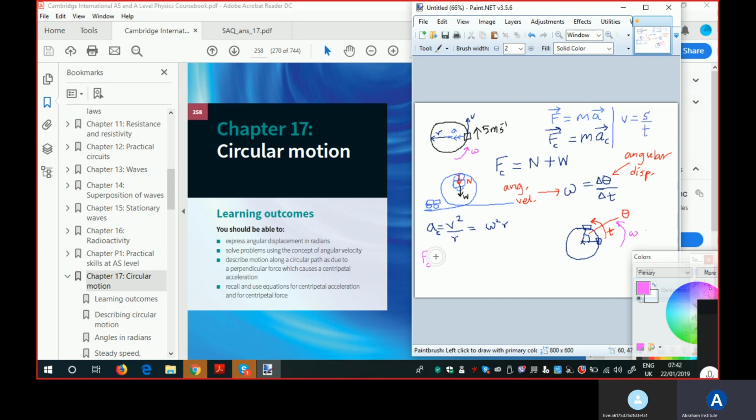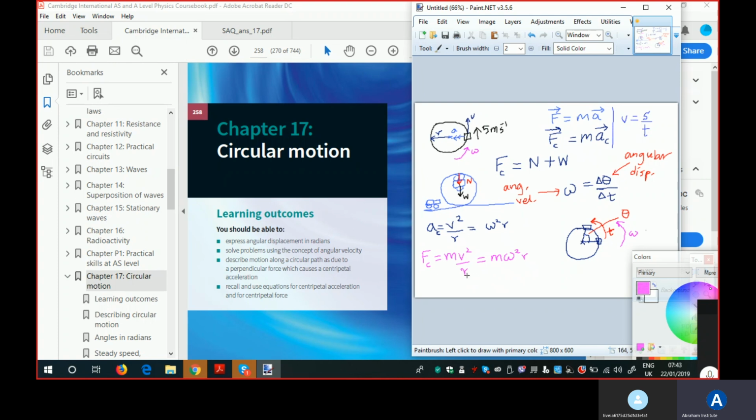If I apply this, what I will get is the centripetal force Fc is equal to m, and for a_c I can substitute this, so mv squared over r. And also, now the centripetal acceleration is equal to this, so also we can say the centripetal force is equal to m omega squared r. So these are the important equations.